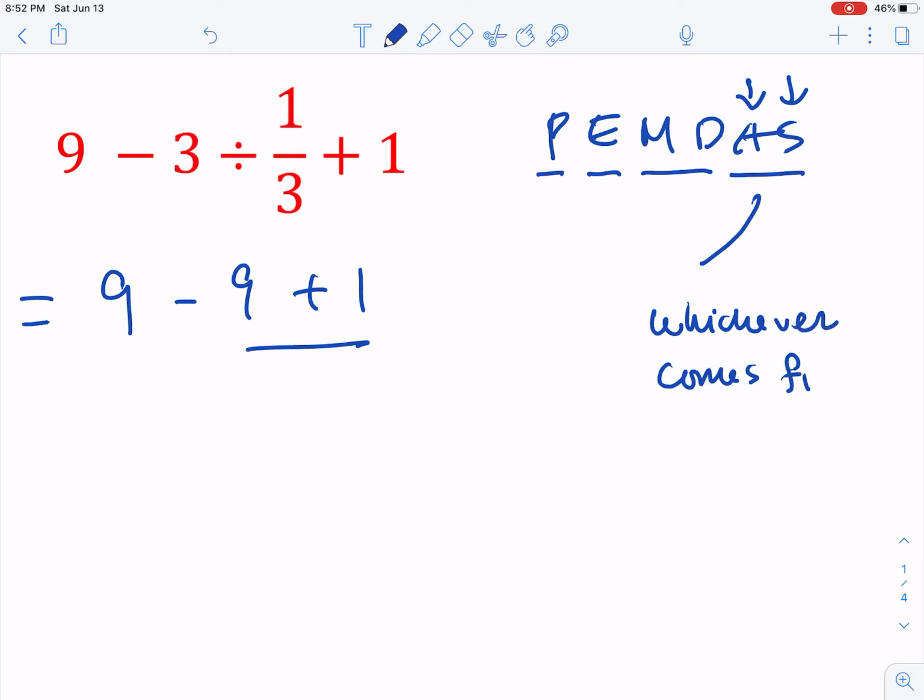So, ibig sabihin, from left to right siya. Unahin mo yung nasa kaliwa. At ang nasa kaliwa ay 9 minus 9, so meaning 0 yan, unahin mo yan. And then you add 1. And then 0 plus 1 is 1. So, the correct answer is 1.